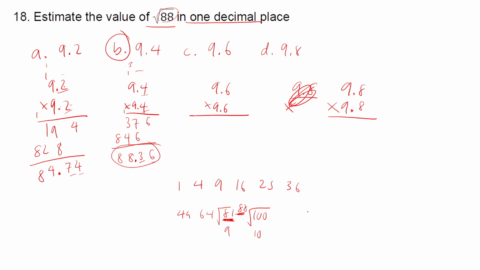Again, if you don't know this one, if you forgot about this, you can just go one by one with the choices. You square them and then you check which one would have the closest result or closest product to 88. Okay? We'll proceed.